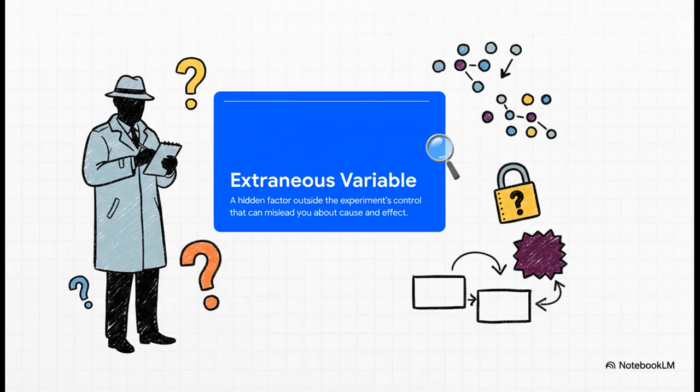That hidden culprit has an official name. It's called an extraneous variable, or a confound. And you should think of it as the villain of our detective story. It's this sneaky outside factor that messes with our results. It creates what's called a spurious association, a connection that looks totally real, but it's a fake. The entire goal of good experimental design is to hunt down and get rid of these villains.